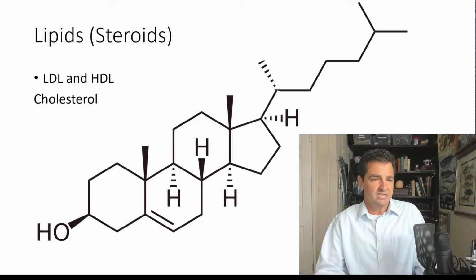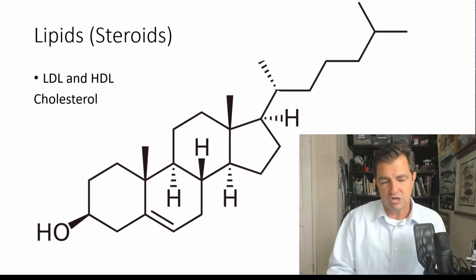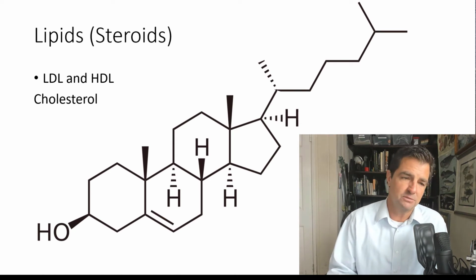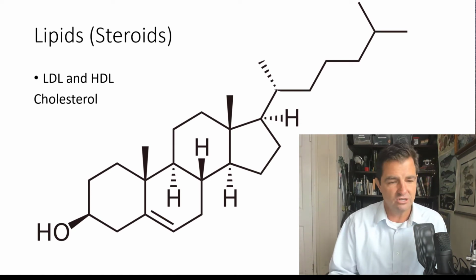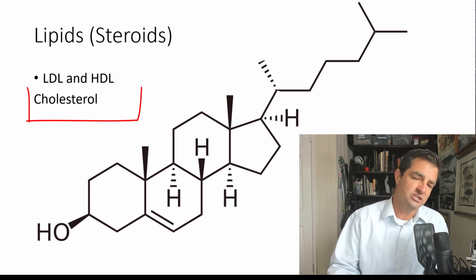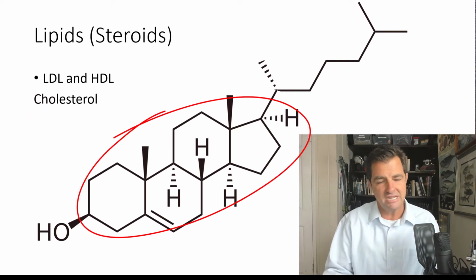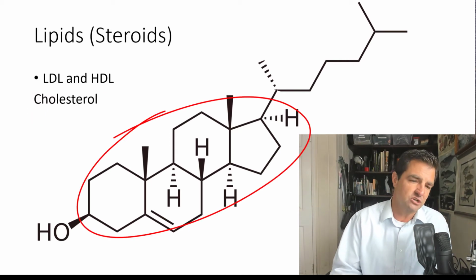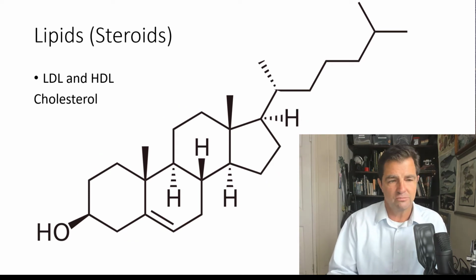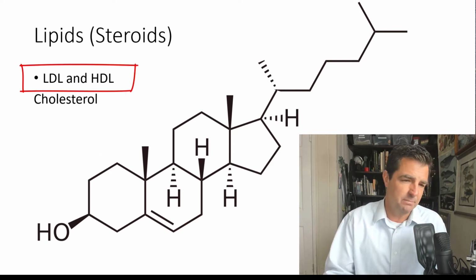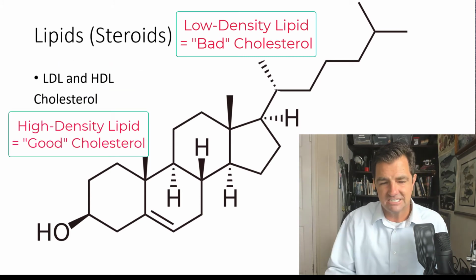Also in the lipid category, we have molecules that we call steroids. And once again, the term steroids is probably something you heard before. Cholesterol is a type of steroid. All the steroids have this basic structure you see here where they have these rings. And so this is what cholesterol looks like. You probably also heard the term LDL and HDL. LDL is a low density lipid. HDL is a high density lipid.